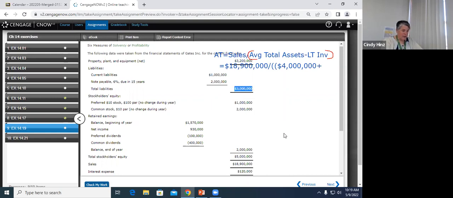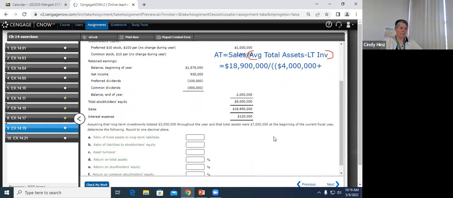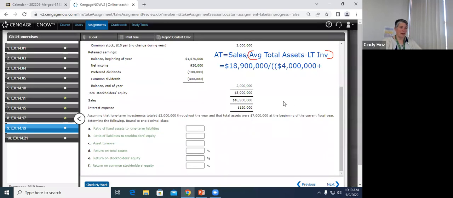We are given our total liabilities of $3 million and our total equity of $5 million. So from the fundamental accounting equation, assets equals liabilities plus equity. So it must be $3 million plus $5 million, or $8 million, was our total assets at the end of the year. And we know that 3 million of that 8 million was long-term investments that we need to exclude or remove from the formula. So that leaves us with 5 million. So we're averaging together 4 million and 5 million.